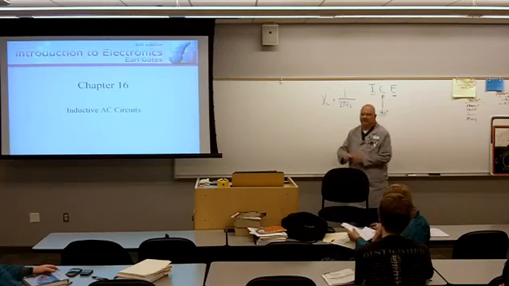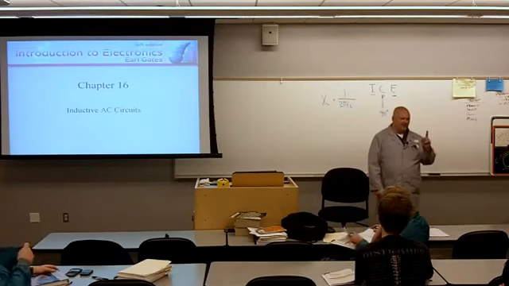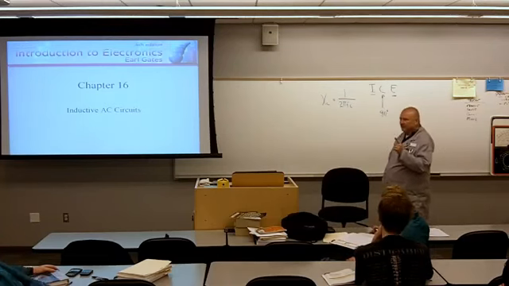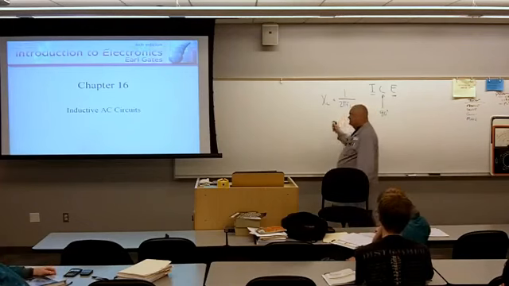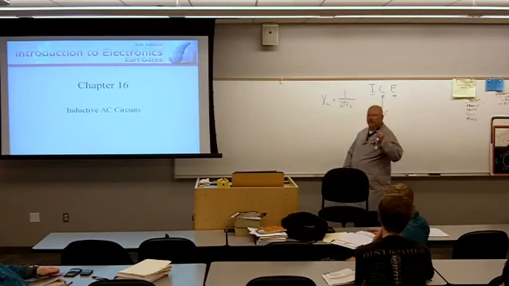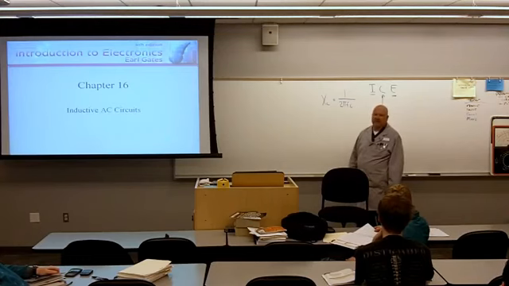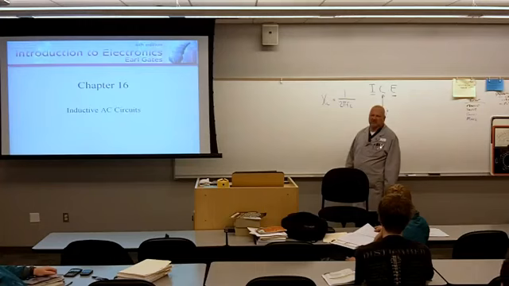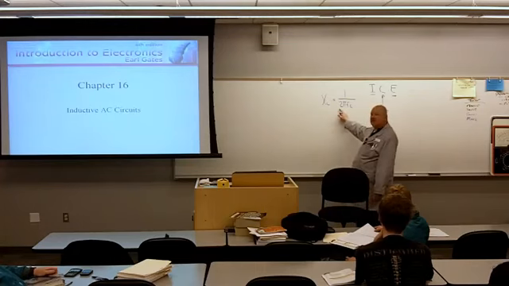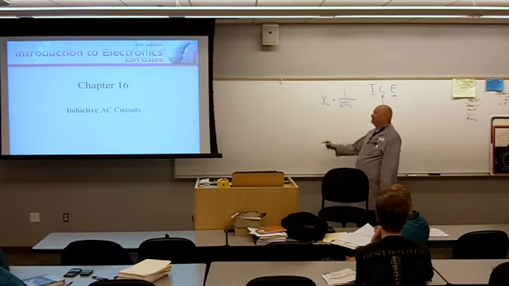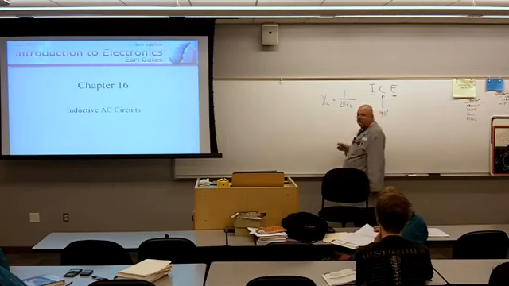1 over 2 pi F C. 1 is the number 1, the first number in the alphabet. 2 is the number 2, not 1, but the second number. Pi, the mathematical constant for dealing with the circumference of a circle. 2 pi because we're dealing with two alternations, positive alternation and negative alternation, of a sine wave, times the frequency times the capacitance.